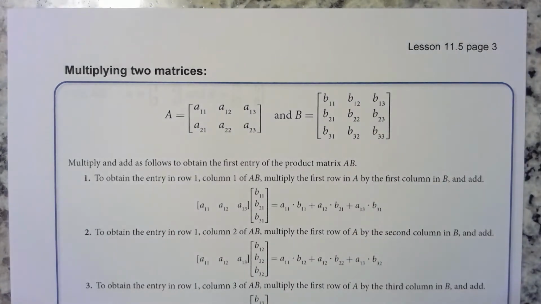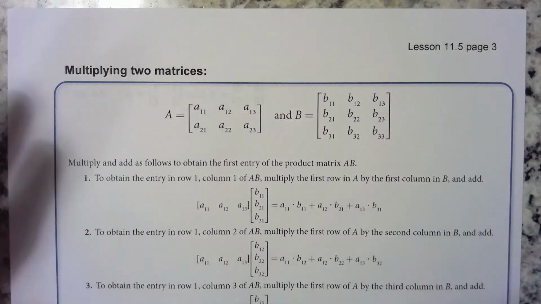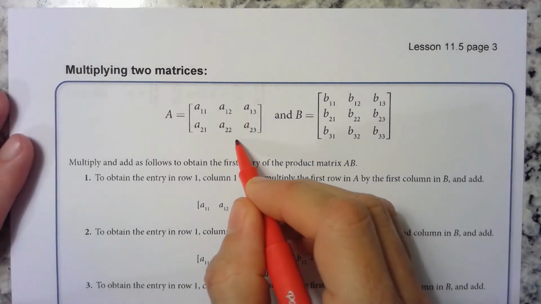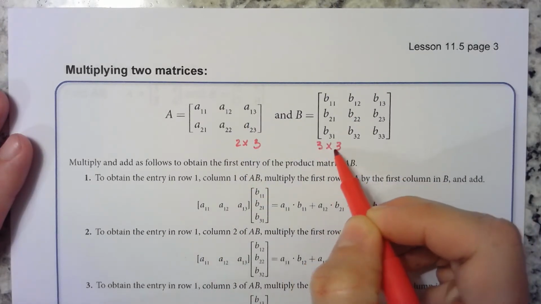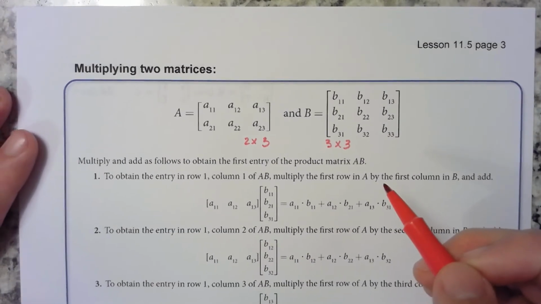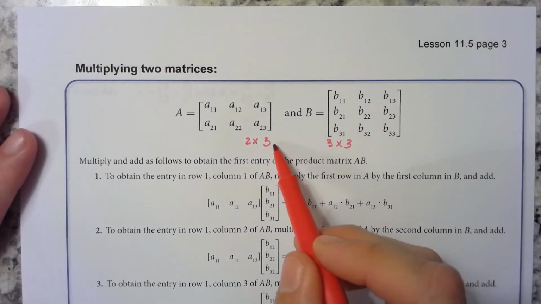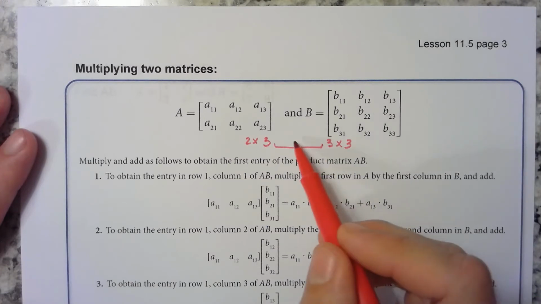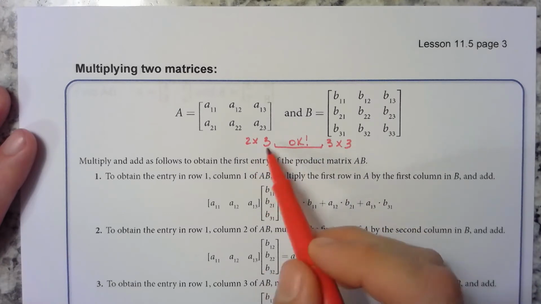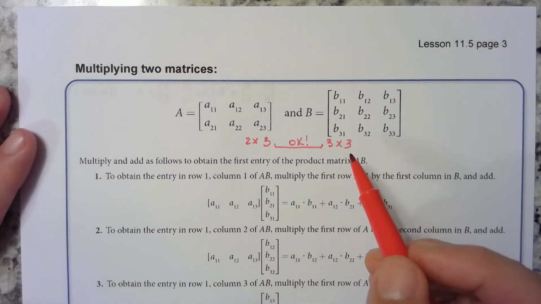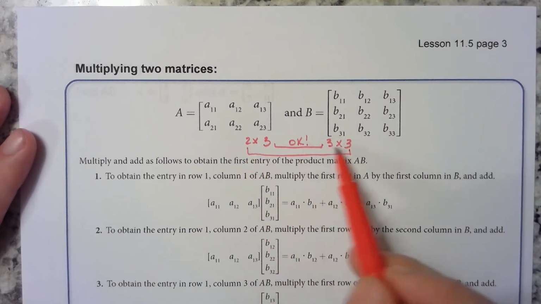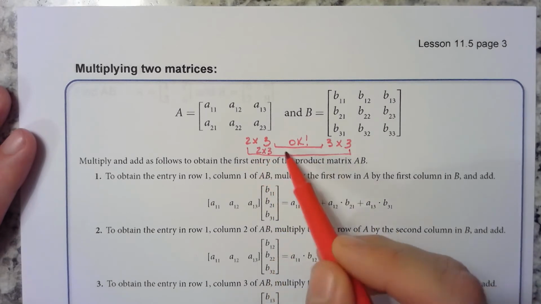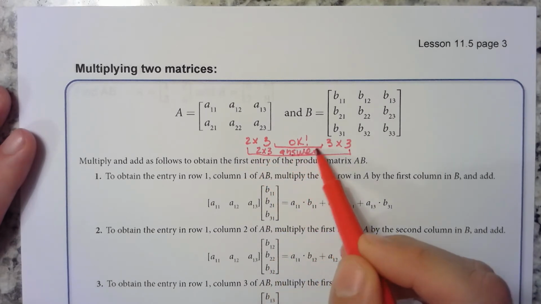So what you're going to end up with, first of all, this one is a 2 by 3. This one is a 3 by 3. To determine if you are even allowed to multiply them together, you look at the two numbers in the middle. If they are the same, you can multiply them. If they're not the same, it's undefined and you don't have to do anything. But if you can multiply them, the outer two numbers, 2 by 3, will be the size of your answer matrix.